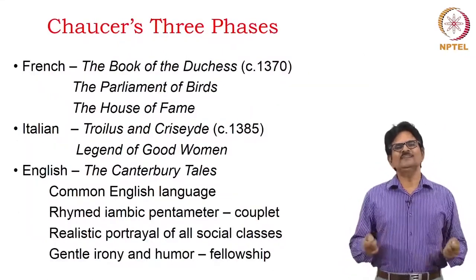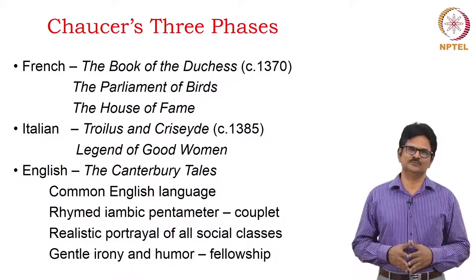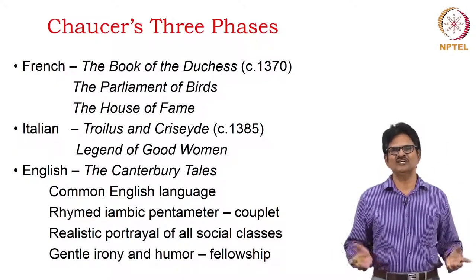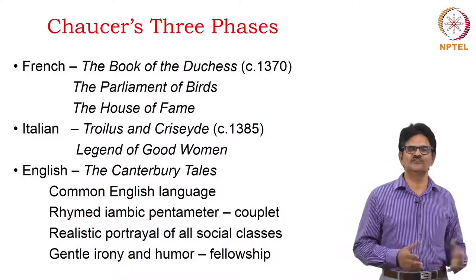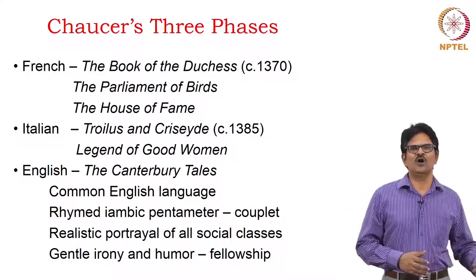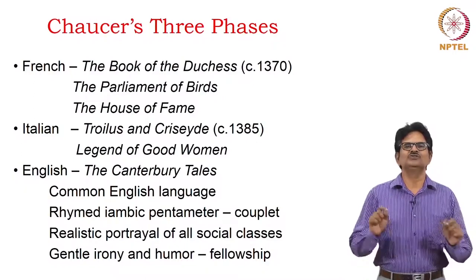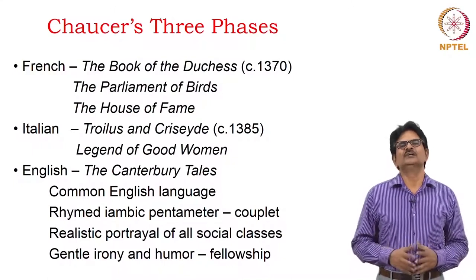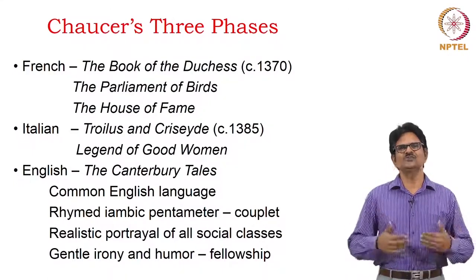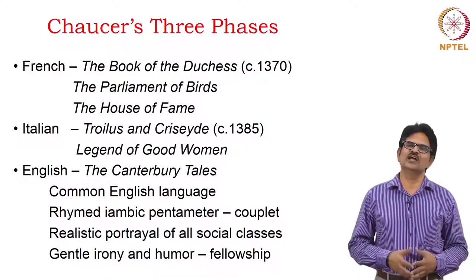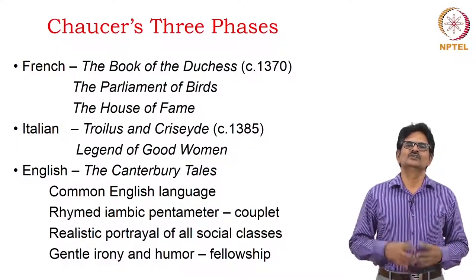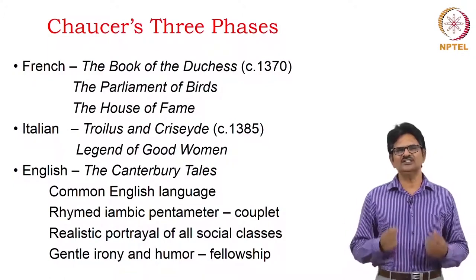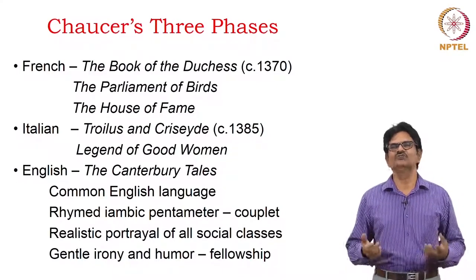We notice three distinct phases in the writings of Chaucer. The first one is called the French period, with three books: the Book of the Duchess, the Parliament of Birds, and the House of Fame. The second period, called the Italian period, has two literary writings: Troilus and Cressida and Legend of Good Women. These two are known for their famous love poetry. If Troilus and Cressida deals with the betrayal of love by a lady, Legend of Good Women supports good women, actually.